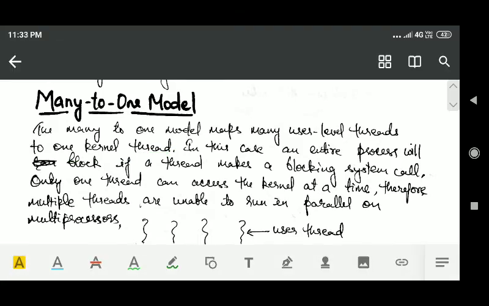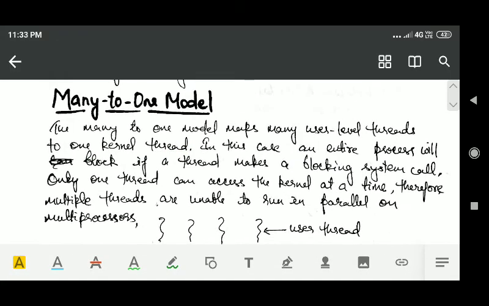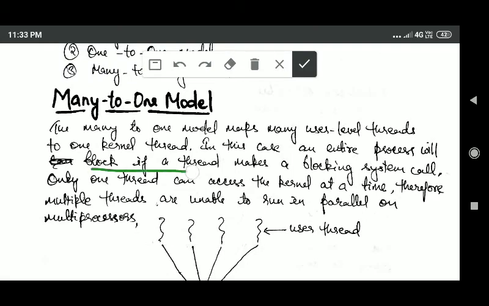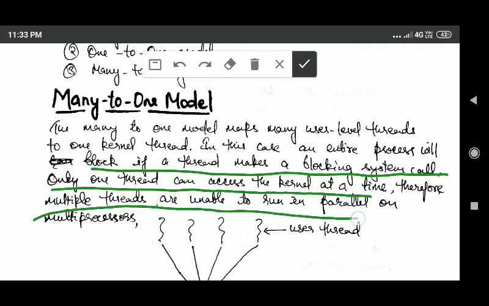In the many to one model, an entire process will block if a thread makes a blocking system call. In the many to one model, only one thread can access the kernel at a time. Therefore, multiple threads are unable to run in parallel on multiprocessors.